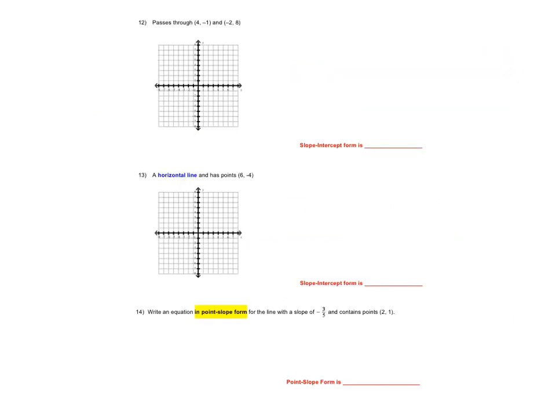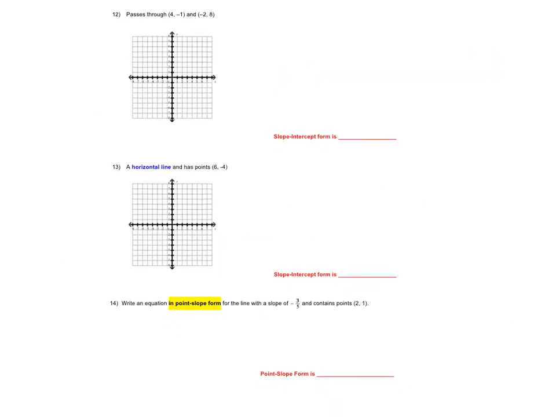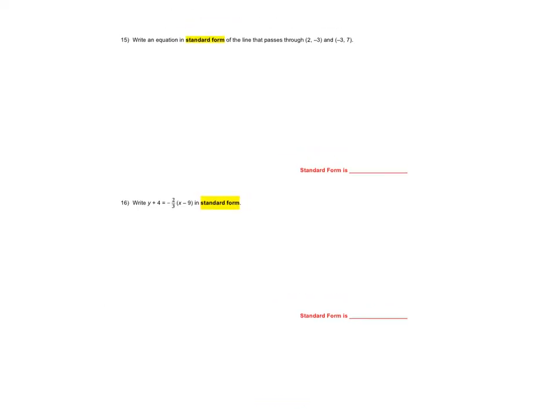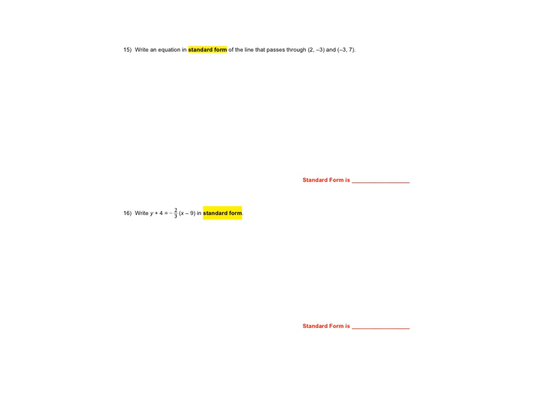Your homework is to complete numbers 12 through 16. You are to complete numbers 12 through 16 tonight for homework, and we will review them tomorrow.